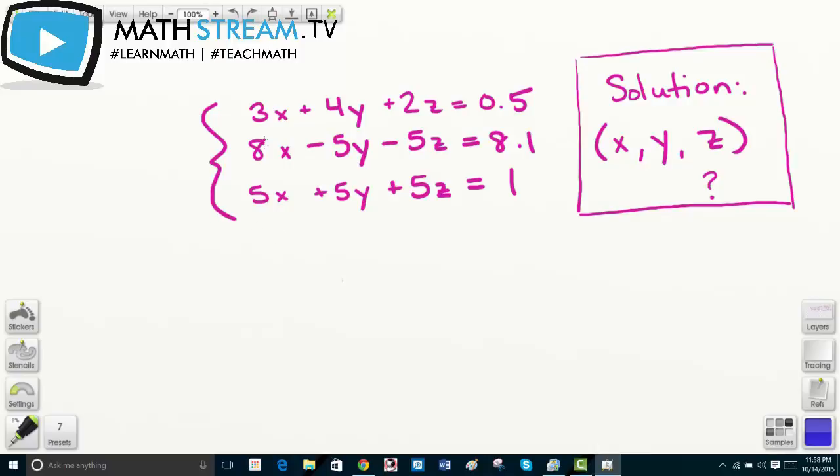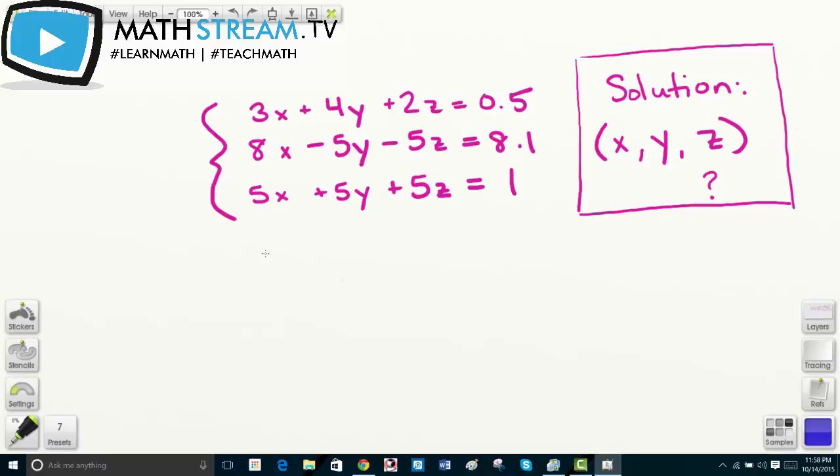So the first thing you need to make sure is that everything is lined up. Just like when we do the elimination method, you need to make sure all the x variables are lined up, the y's, the z's, the equal signs, and also the constant terms, these like 0.5, 8.1, and 1.